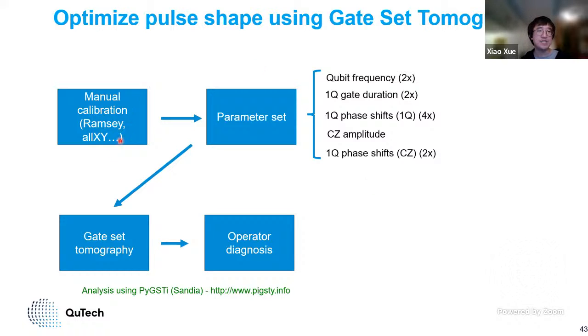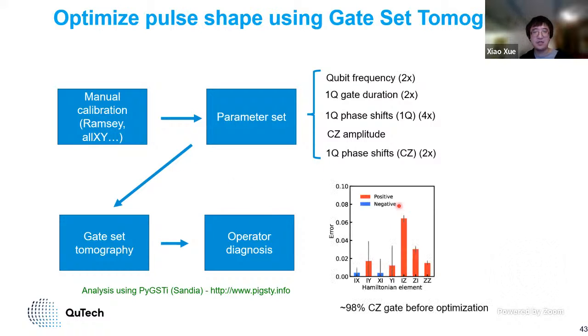So we start by some manual calibration, using some conventional method, Ramsey or some bootstrap, such as OXY. We obtain the parameter set containing in total 11 parameters. You can imagine we have the frequencies of the two qubits, and we have the single qubit gate durations for each qubit. And each gate causes a phase shift on the neighbor qubit as well as on the same qubit. So we have in total 4 phase shifts caused by single qubit gate. And we fix the two qubit gate duration to be 100 nanoseconds. So we want to fine tune the amplitude of the two qubit gate. And finally, the two qubit gate induces phase shifts on each qubit. So there are 2 additional phase shifts to calibrate. We manually calibrate all of this. We feed it into GST. We analyze it. We obtain 98% controlled Z fidelity.